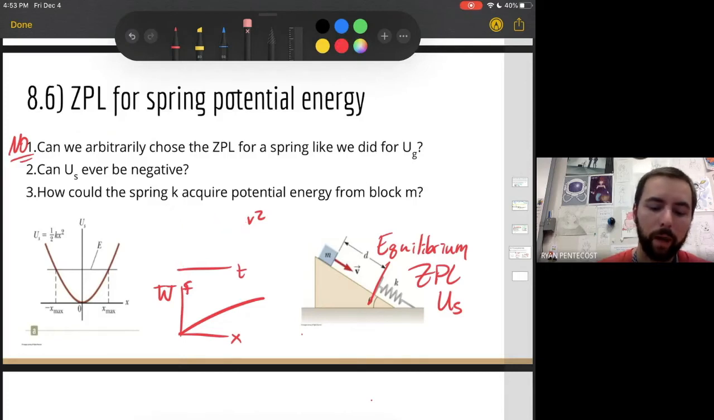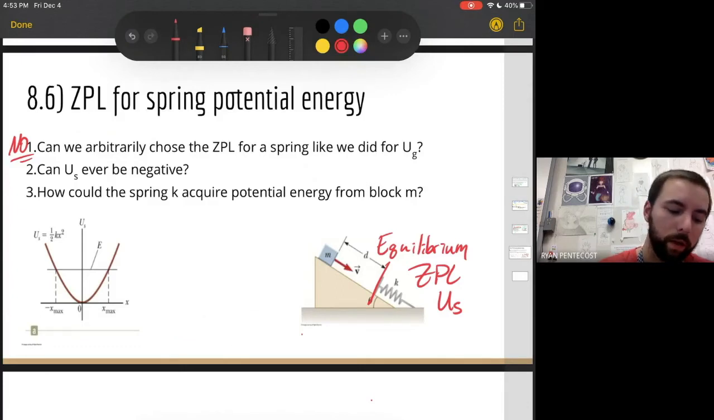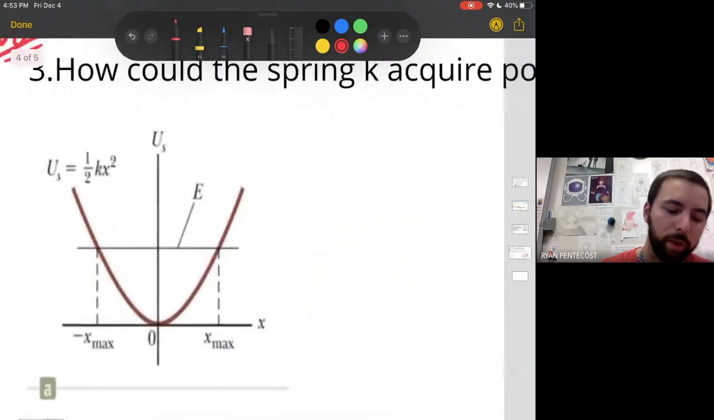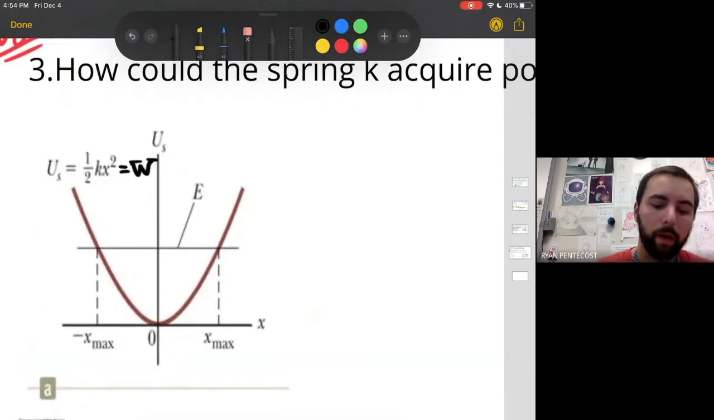Now, can the spring potential energy ever be negative? Okay. Also, no. Now, if we look at this graph, okay, spring potential actually has the same equation as work. The work done by a spring is equal to the potential energy that a spring could do, right? If you calculate the potential energy of a spring, you're really just calculating how much work could the spring do if it's compressed to the same distance or elongated to the same distance and you release, right?